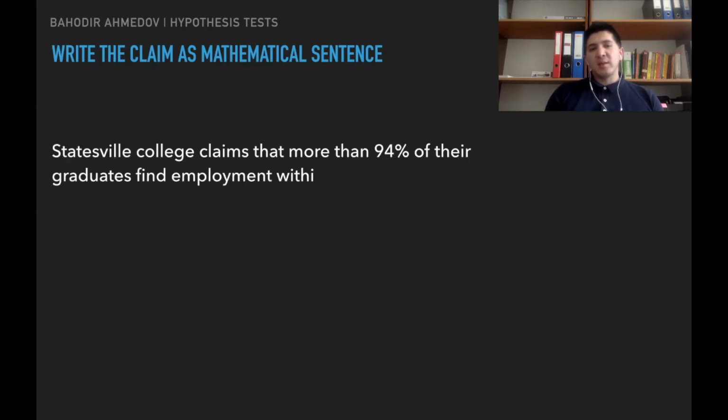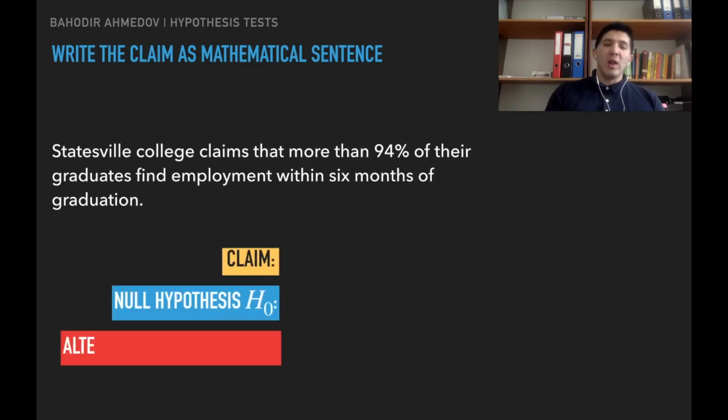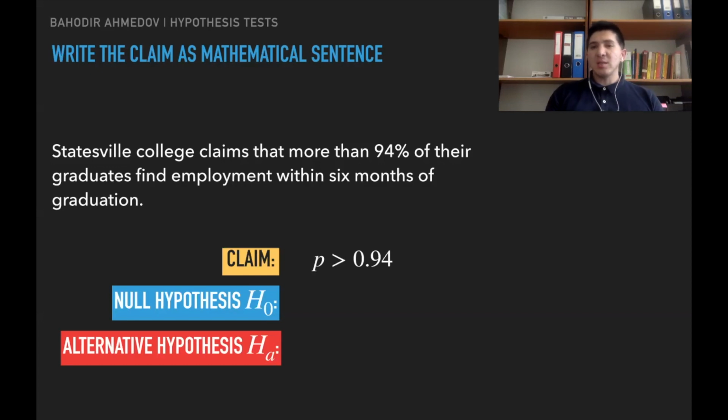Let's do another example. Statesville College claims that more than 94% of their graduates find employment within 6 months. Again, we're going to write down the claim, the null hypothesis, and the alternative hypothesis. More than 94% means that the proportion is going to be more than 0.94. So what type of hypothesis is this? In this case, it's going to be the alternative hypothesis because it doesn't have the equality sign.